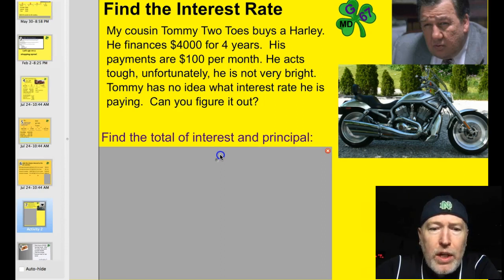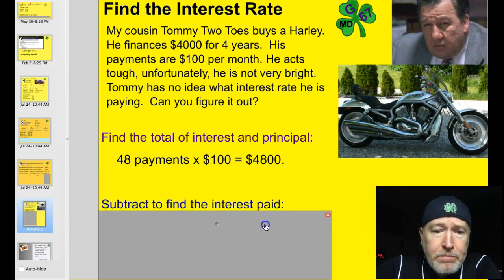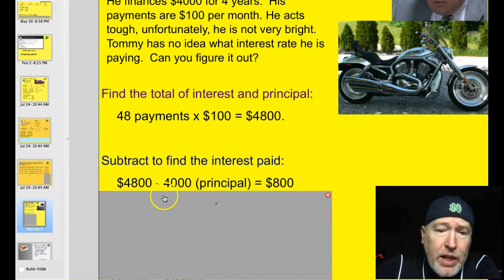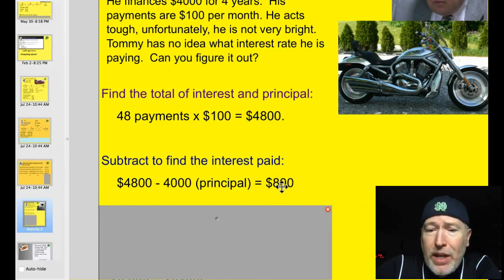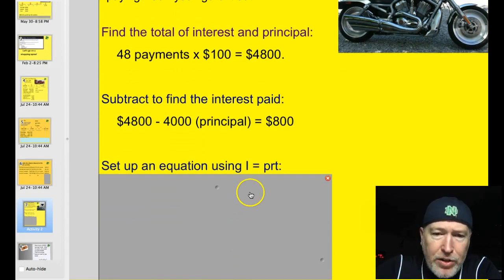We have to find the total of interest and principal. So if you took the 48 payments that he makes of $100, he's got a total of $4,800 that he's going to pay for this Harley. Let's think about that. If we subtract the principal from the $4,800, you're going to get a total of $800. So this is the amount of interest that he had to pay. So now we can start to plug things in here. Let's set up an equation. The interest is equal to the principal times the rate times the time.